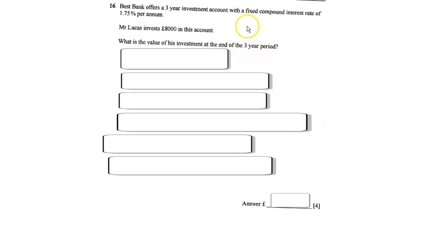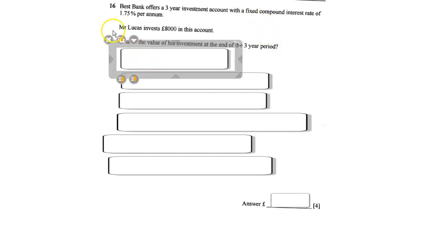What you're looking for in questions like this is when it says compound interest, because it normally follows the same steps over and over again. There's a couple of ways of doing this. You can use a formula, but in other cases you can do it step by step. For this one I'm doing it step by step.